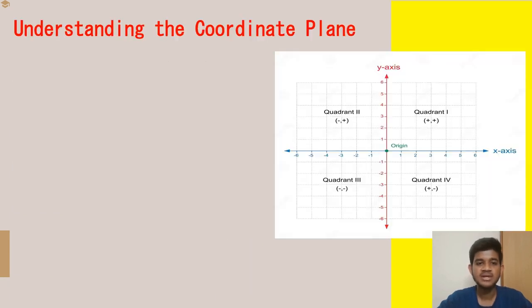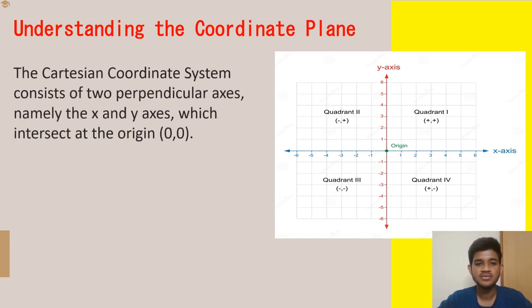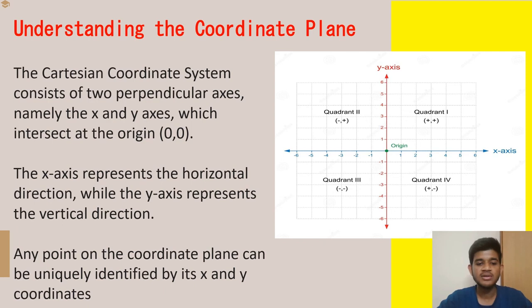Now let us understand the coordinate plane. The coordinate system consists of two perpendicular axes, namely x and y, which intersect at the origin. The x-axis represents the horizontal direction, while the y-axis represents the vertical direction. Any point on the coordinate plane can be uniquely identified by its x and y coordinates.